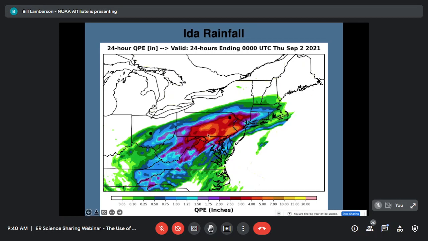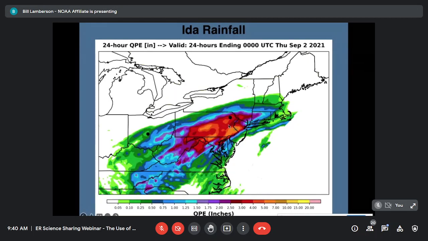And again, I've highlighted the 2 black dots. One is the location of Columbus, Ohio, and one is the location of Scranton, Pennsylvania. You can see, indeed, Scranton did get close to realizing that NBM 90th percentile, but Columbus basically came nowhere near that.